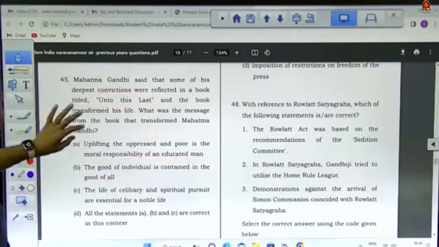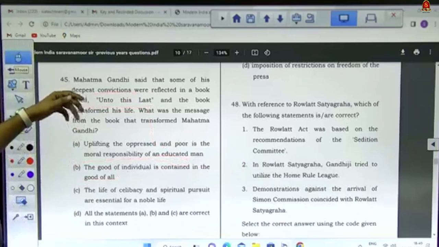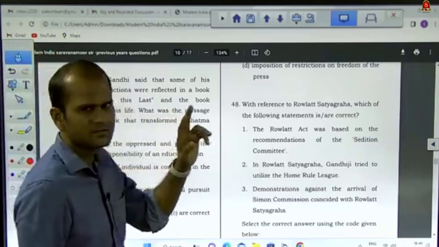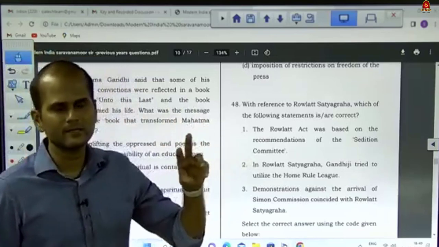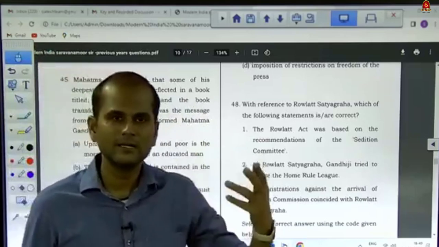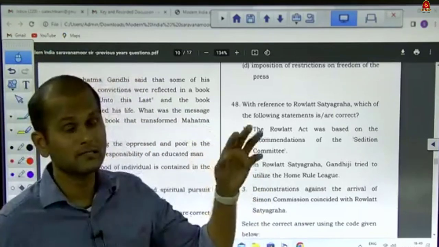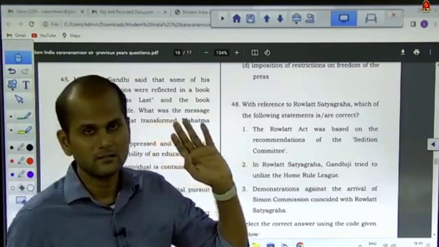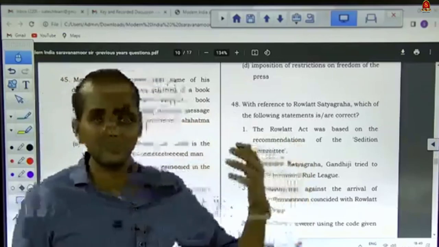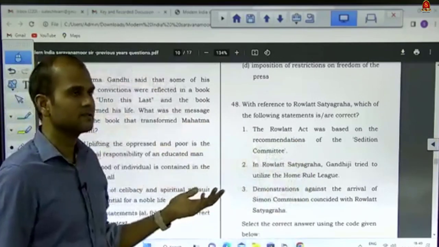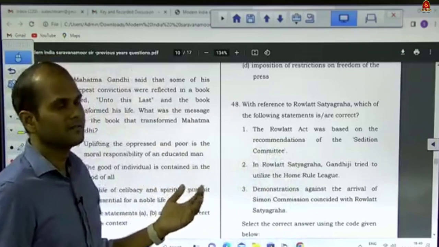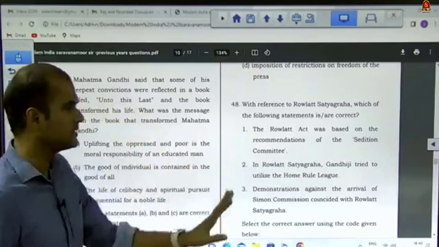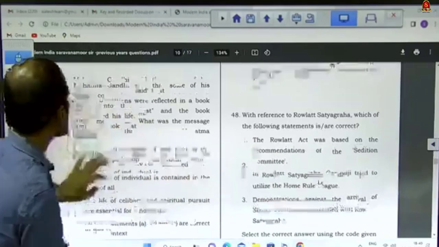This is one of the toughest questions. Definitely, if you don't understand Unto This Last, no need to attempt this. So one or two questions in every question paper will be tough. If you couldn't understand the question, don't go to answer. Then definitely it will be wrong. And another thing, you are not going to answer 100 out of 100 questions. Maximum 70 to 80 or 75 to 80. So try to avoid these kinds of questions, because they will definitely go wrong if you touch them out of your interest.